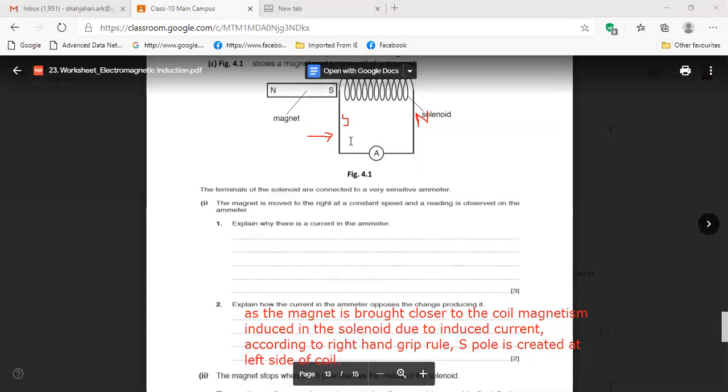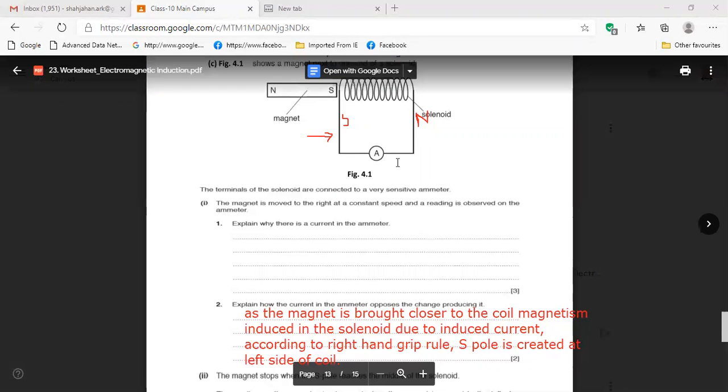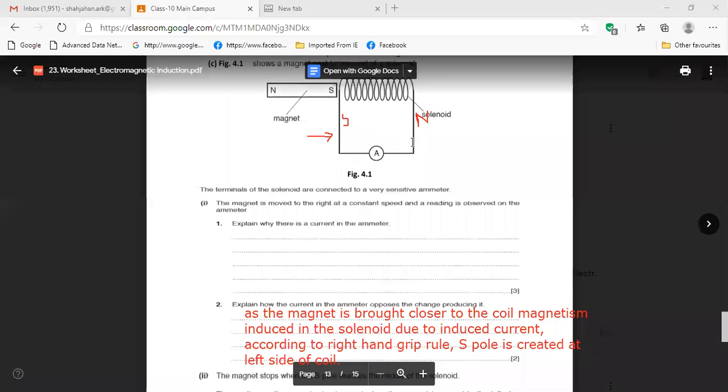What do we mean by the current in the meter opposes the change in producing it? We already got current here, right? In the circuit or in this closed path, we got current. That's why the ammeter is showing current. It's not like that only the ammeter has current, isn't it? So the ammeter is showing current. That means this circuit or this closed path has current. That means the whole solenoid has the current.